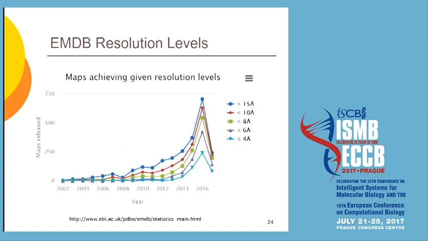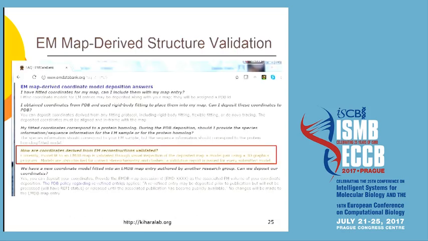Okay, now let's go back to the resolution histogram of the EM map resolution. As I mentioned before, some of the maps are very high resolution, within 4 angstrom, and some of them are above 15 angstrom. But the problem here is that one side of the EM maps have the PDB structures fit into the EM map. However, it's not very clear how the structure is validated.